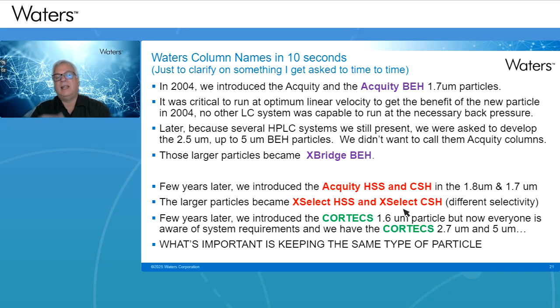But later on, a few years ago, we introduced the Cortecs, and it was not necessary anymore, 20 years later, to distinguish between UPLC and HPLC. People know that a 1.6 micron is a UPLC kind of particle, and a 2.7 or 5 micron are more suitable for UHPLC and HPLC systems, right?